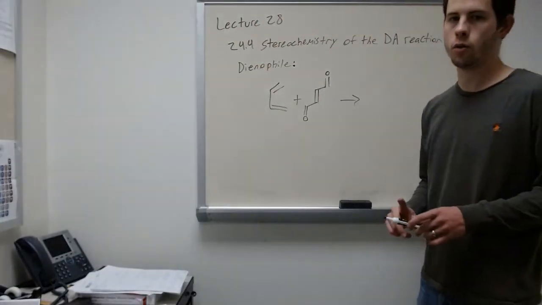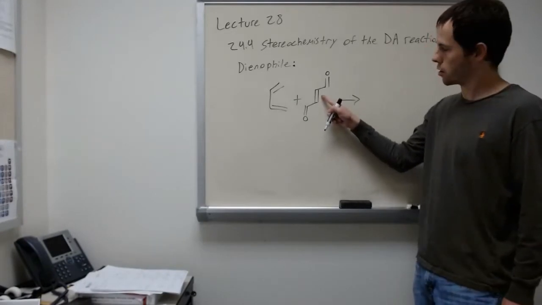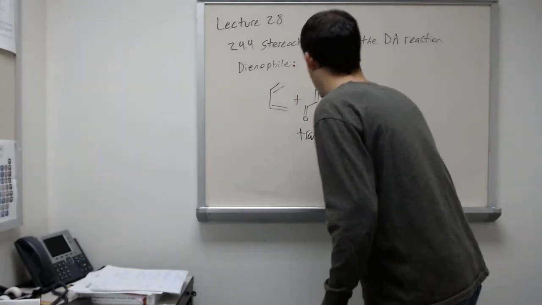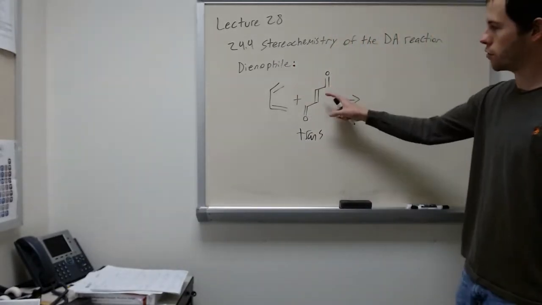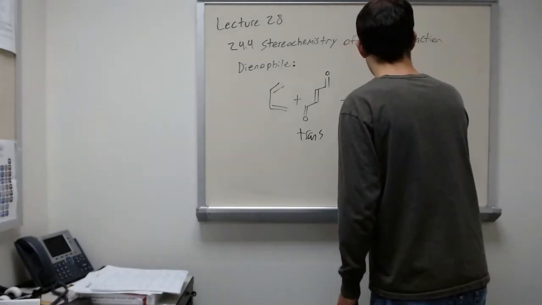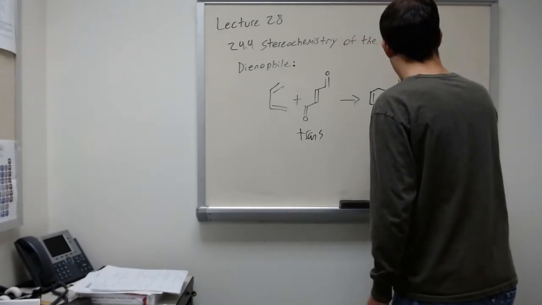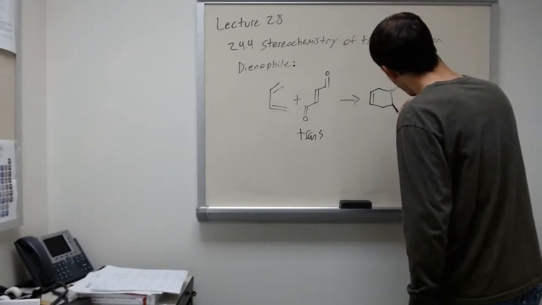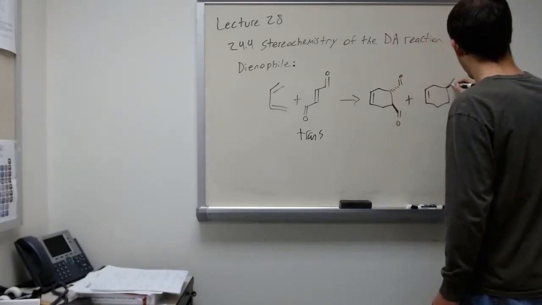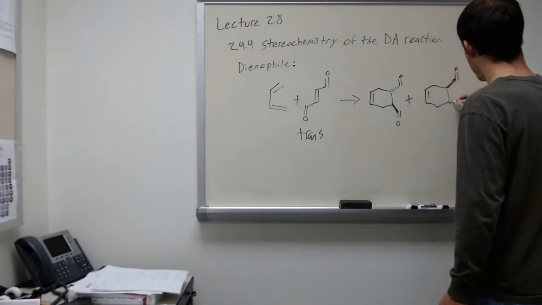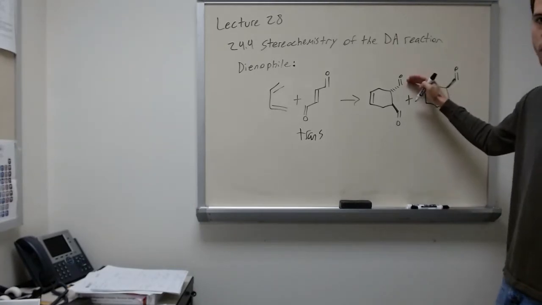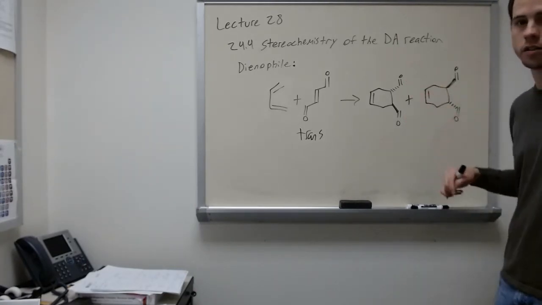Alright, so now we're going to take a look when the dienophile is trans. So our dienophile is here, and our two aldehyde groups are trans to each other. And so the trans dienophile is going to give us a trans product. And so we get a mixture of these two things where the top one would be going away from us, the bottom one towards us, and vice versa in this compound.